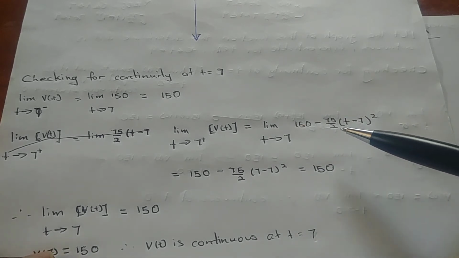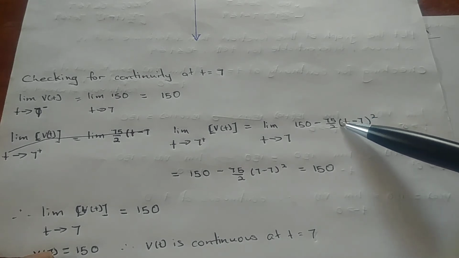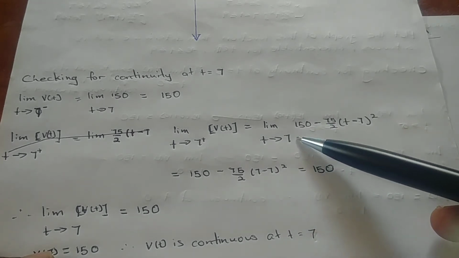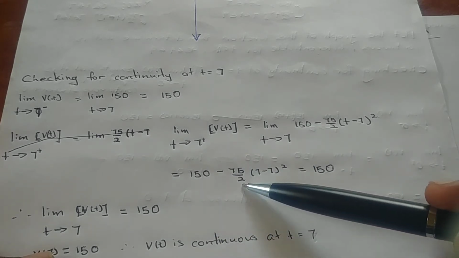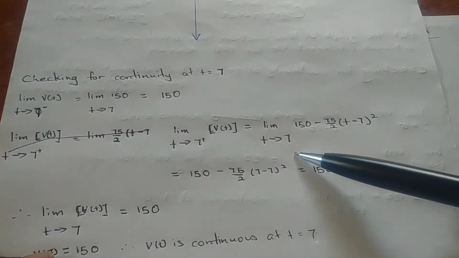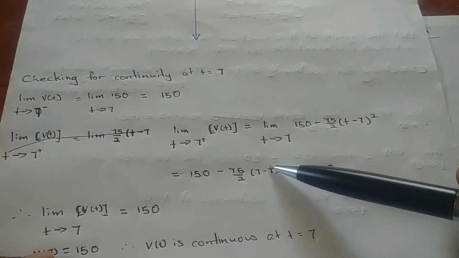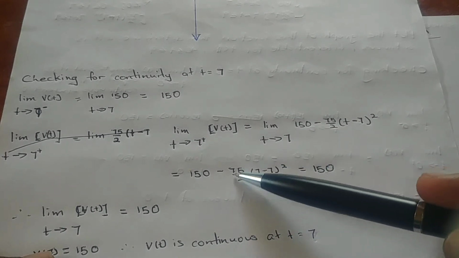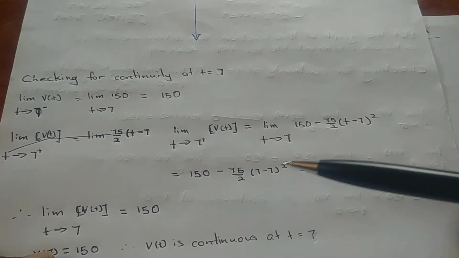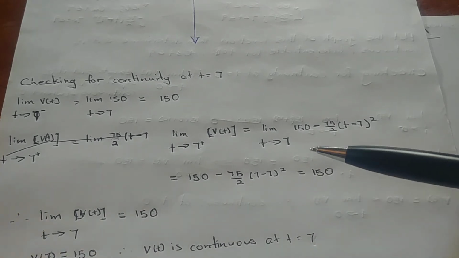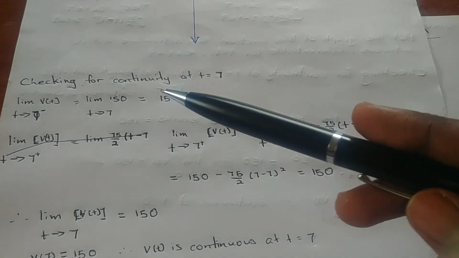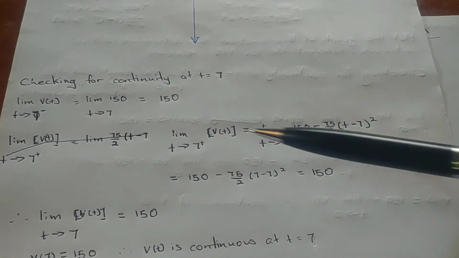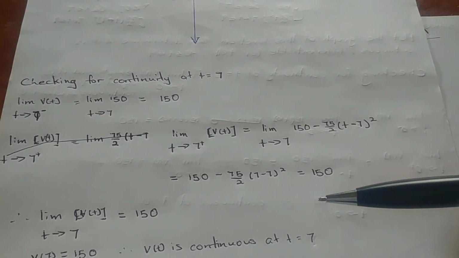But yes, so we just use direct substitution, replace the t with 7. That's what we have there. We get 150 minus 75 on 2 by 7 minus 7 squared. 7 minus 7 is also obviously 0. 0 squared is 0. 0 times anything is 0. 150 minus 0 is 150. So now we can see that the limit from the right and from the left is the same, 150, so the limit exists.